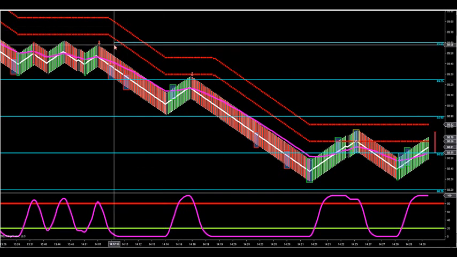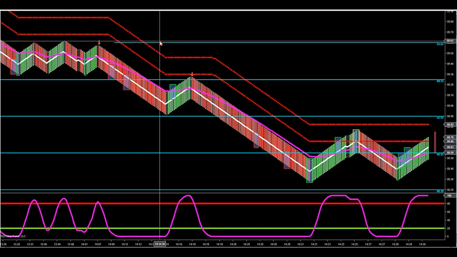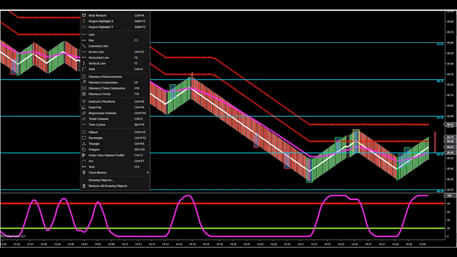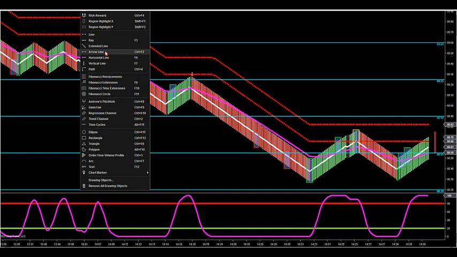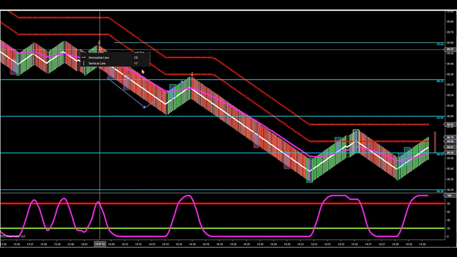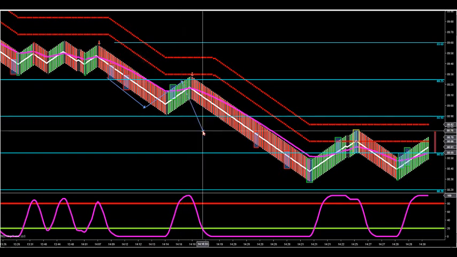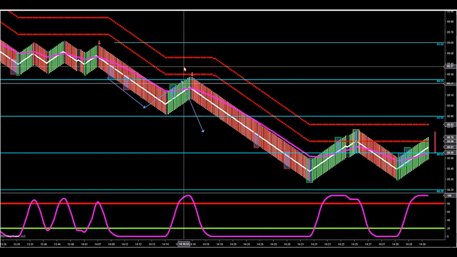You can see this one's never tested. Everybody knows that I like to educate. The first test is the best. The second test is great. Third test, it tends to break through. I like using these supply demand lines for a break, retest, continuation. What I do is I like to see them come right into the zone on a full retracement and give me what? Confluence.